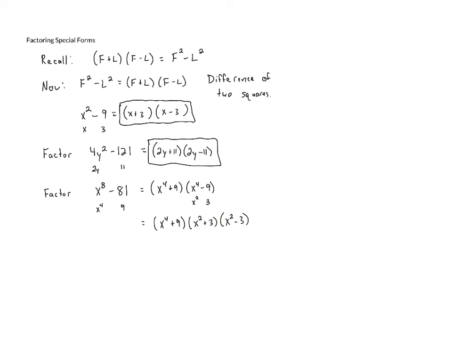So we cannot break down a sum of squares anymore. We can't break down either of these any further either, especially this last one. It might look like it's a difference of squares, but because 3 isn't a perfect square, we can't break it down anymore. And so this is as far as we are able to go. So our final answer is x to the 4th plus 9 times x squared plus 3 times x squared minus 3. In the next video, I'm going to look at the two other special forms that we have.